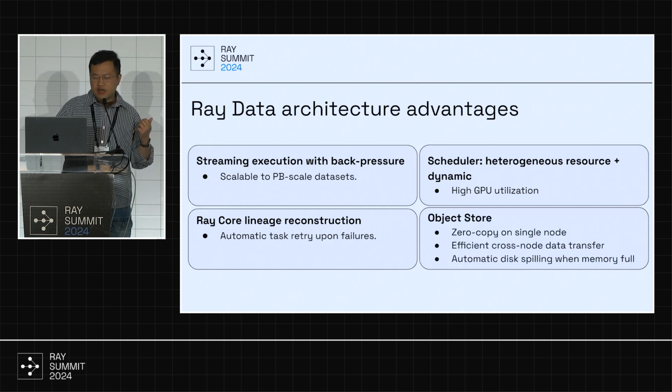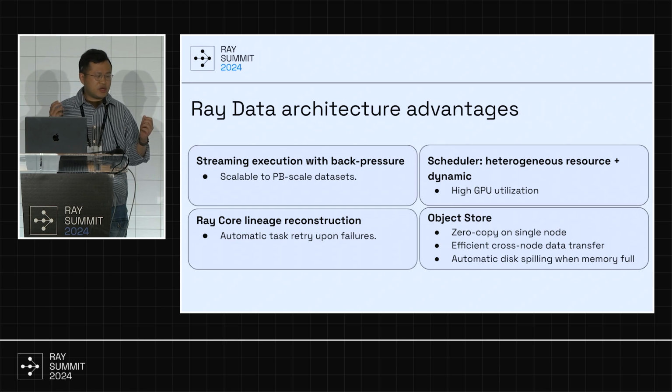And lastly, the object store also brings us some additional advantages. For example, workers running on the same node can share data without copy using shared memory. For workers across different nodes, the object store can efficiently transfer data from one node to the other, and the data transfer will be pipelined with the task execution. Last but not least, if the buffer queue size exceeds the memory limit of shared memory, the object store will also automatically spill the additional blocks to disk, avoiding out-of-memory errors.